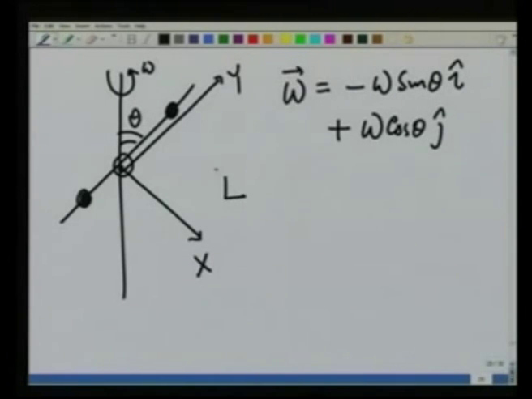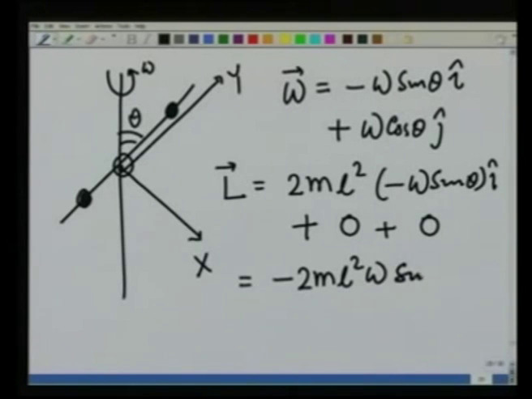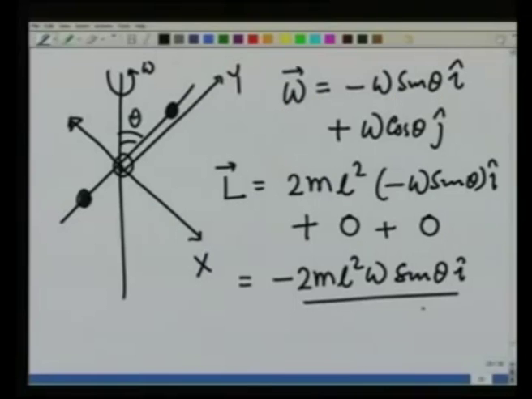Therefore, the L vector is going to be 2 ml square I x x times omega x, which is minus omega sin theta, plus I y y, which is 0, plus I z z, which is non-zero, but omega z is 0. So, this is 0. So, L comes out to be minus 2 m L square omega sin theta in the i direction, that is in this direction. Obviously, as the rod rotates, the L will also rotate, because these sets of axes are also rotating with the body. They are very specifically oriented about the body, but this is L.